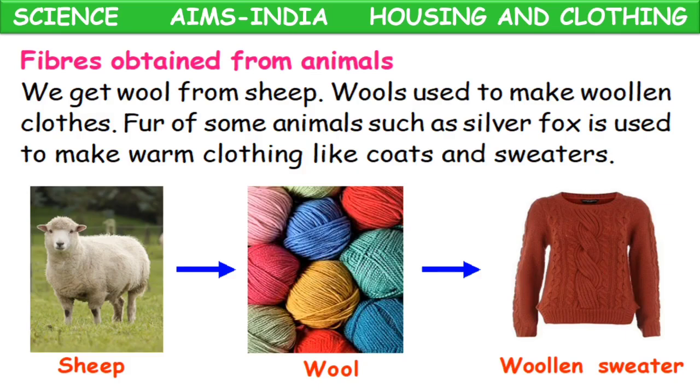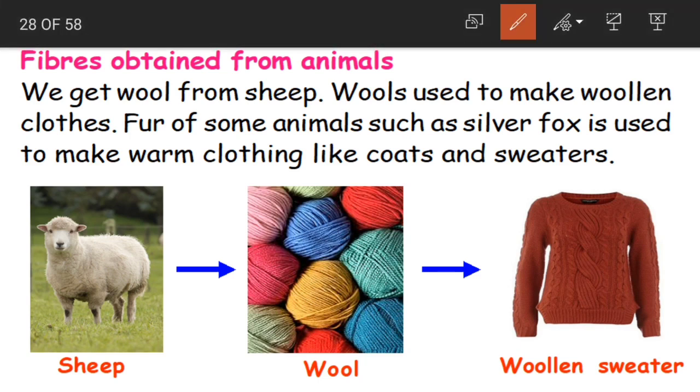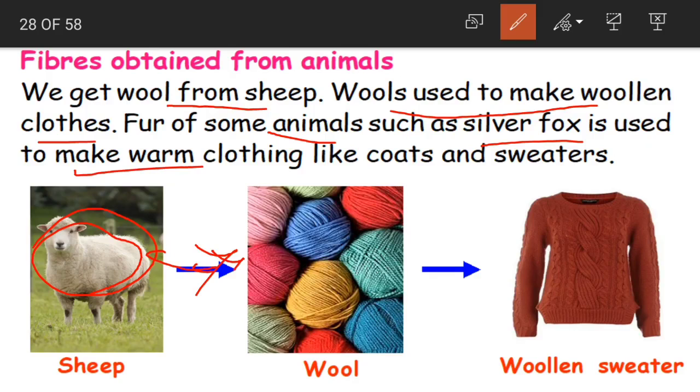Okay children, now fibers obtained from animals. What are they? We get wool from sheep. From sheep what do we get? Wool. The fur of the sheep is converted into wool, which is used to make woolen clothes. Fur of some animals such as the silver fox is used to make warm clothing like coats and sweaters. Animals that have much fur, like a silver fox, we use that fur to make warm clothes.